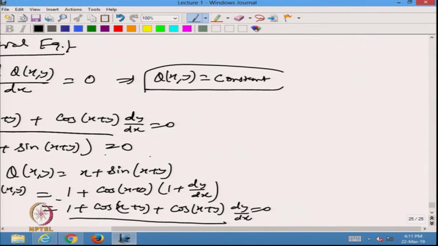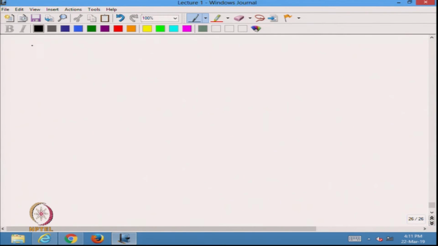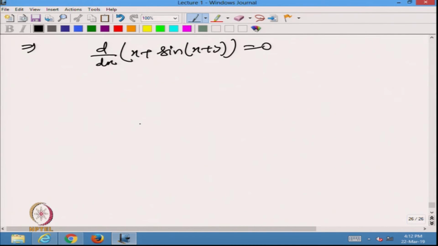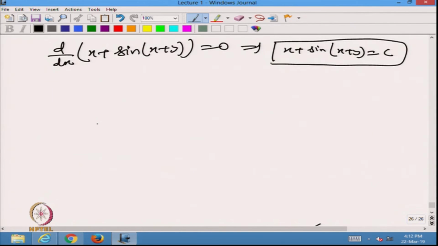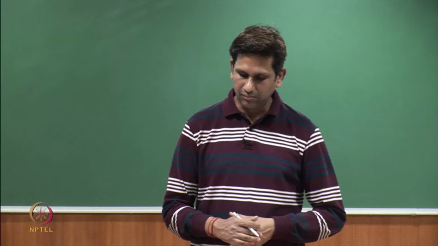So, it means from here I can write that my differential equation becomes d by dx of x plus sine of x plus y equal to 0, and I can integrate both sides with respect to x, and from here I can get the solution that x plus sine of x plus y equals some constant c, and that is my solution. So, this is the implicit form. In this case we are unable to write the solution in the explicit form, but here this is the implicit form.